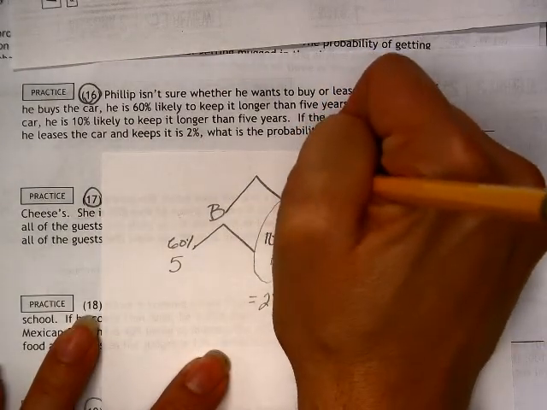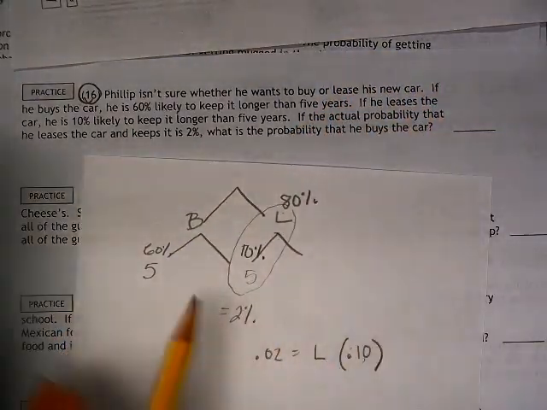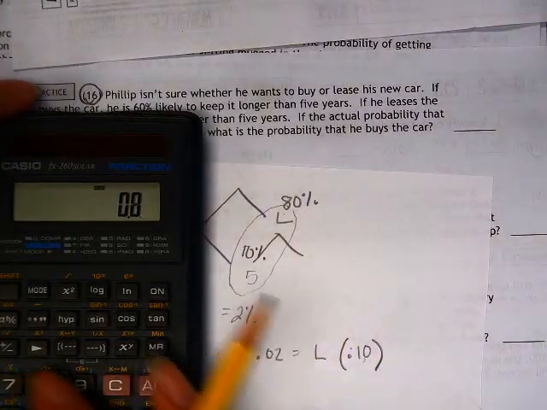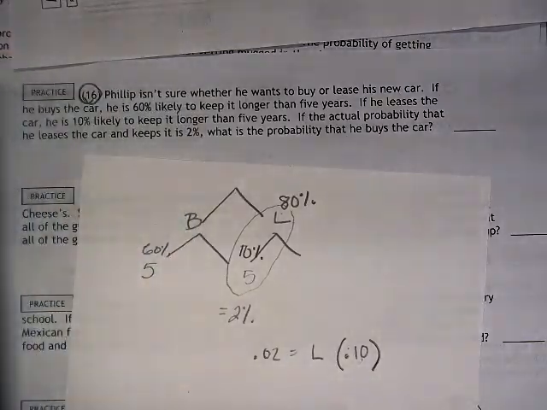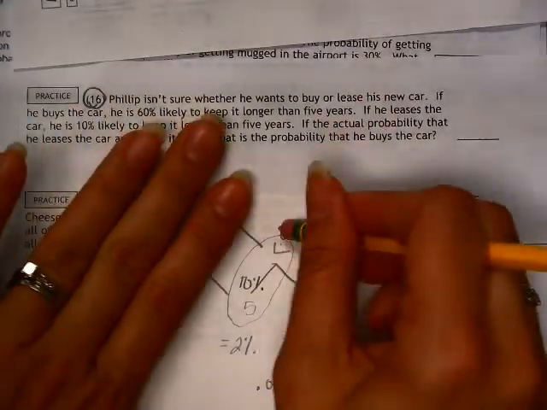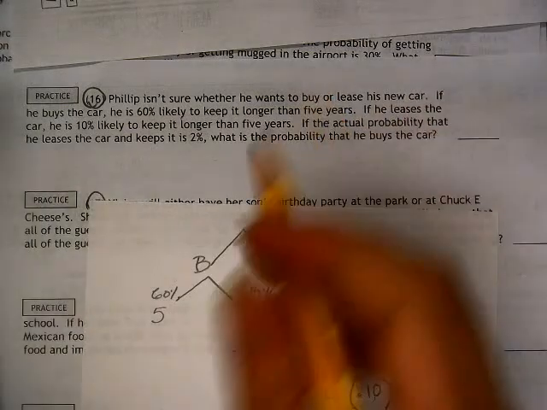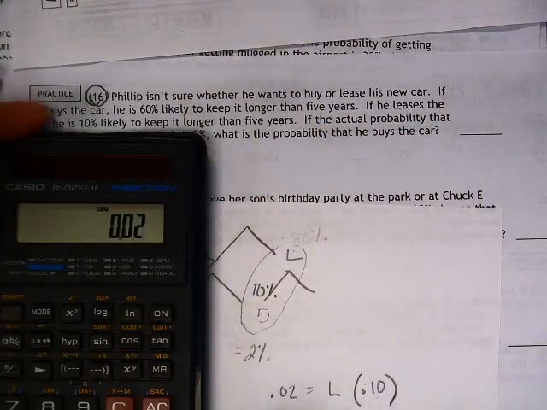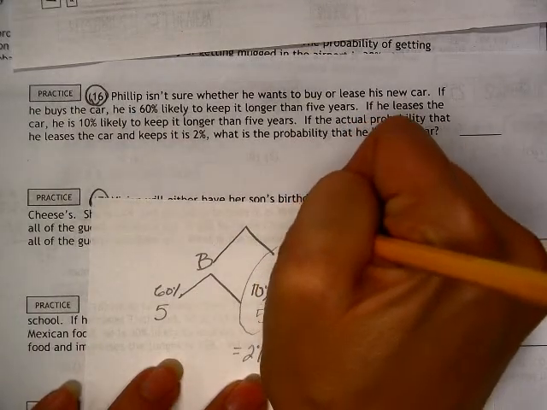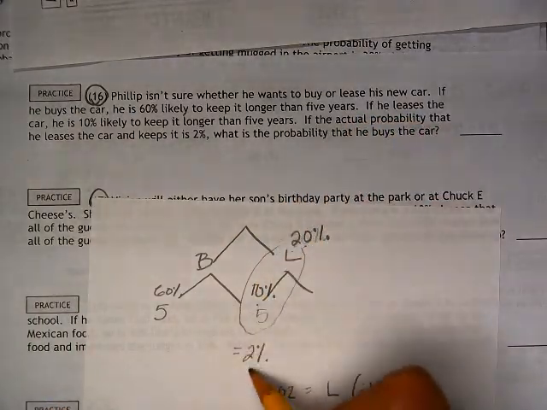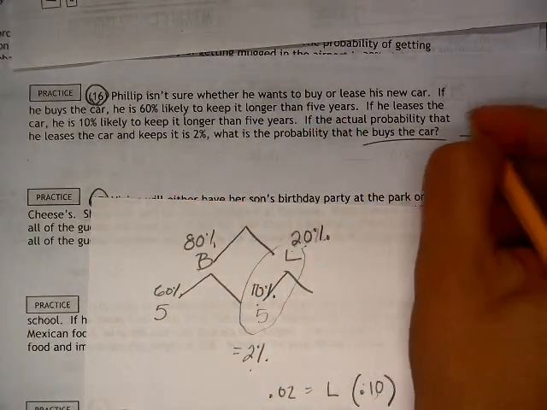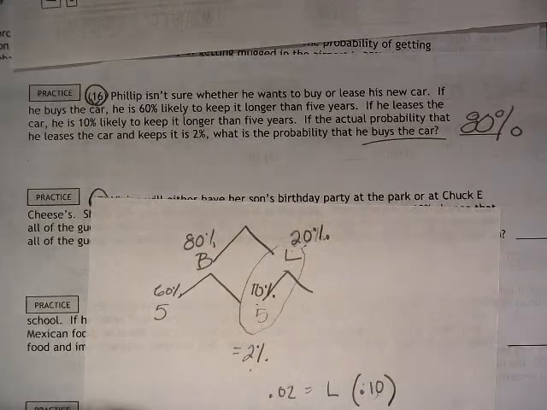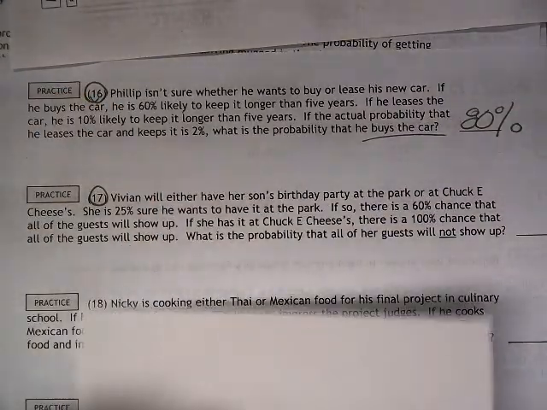Now, you can always just check it and say, okay, 0.8 times 0.1 is that, wait, what's wrong? Oh, I'm sorry. My bad. That was 20%. 0.02 divided by 0.1 is 0.2, which is 20%. My bad. So 20% times 10% is that. And then this is 80%. I think that's what we were looking for. Probability that he buys the car, yeah. But make a little chart and then fill it all out.